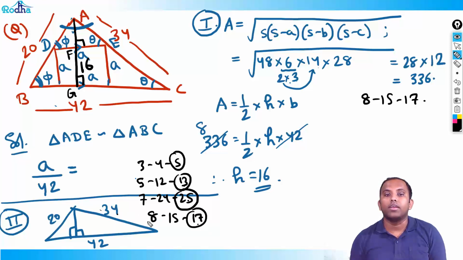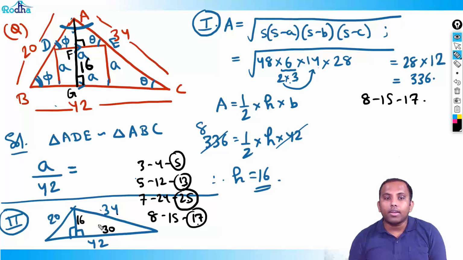2 times, right? So the triplet is 8, 15, 17 and it is double of it. So what is double of 8, 15, 17? It is 34. Double is 16, 30 and 34, right?